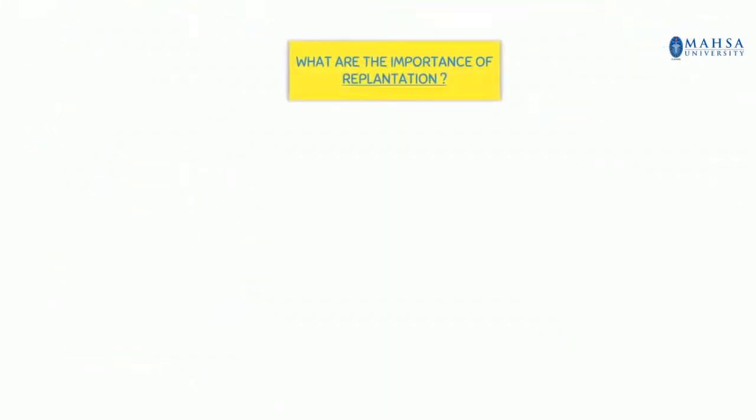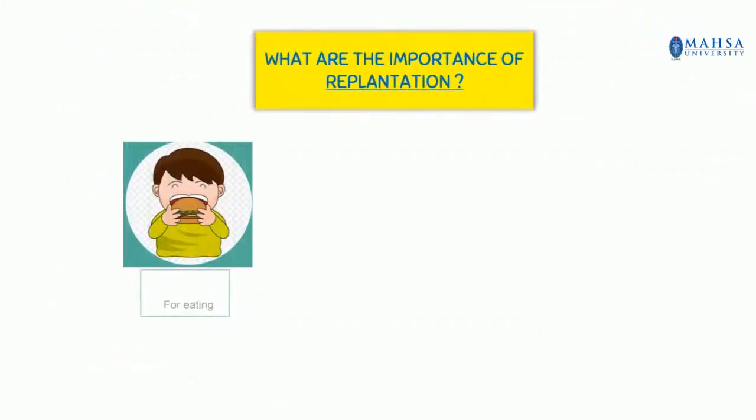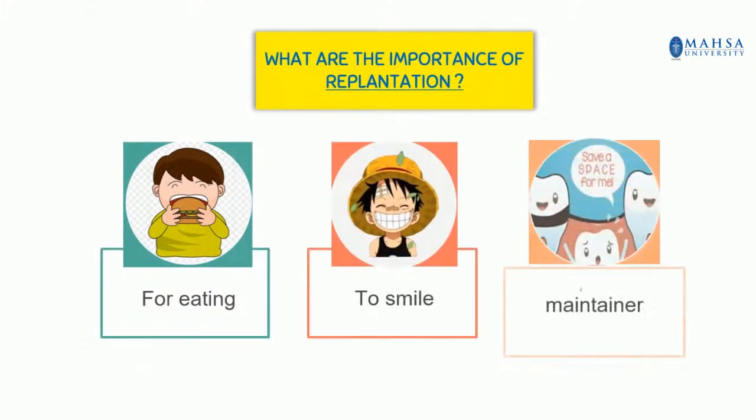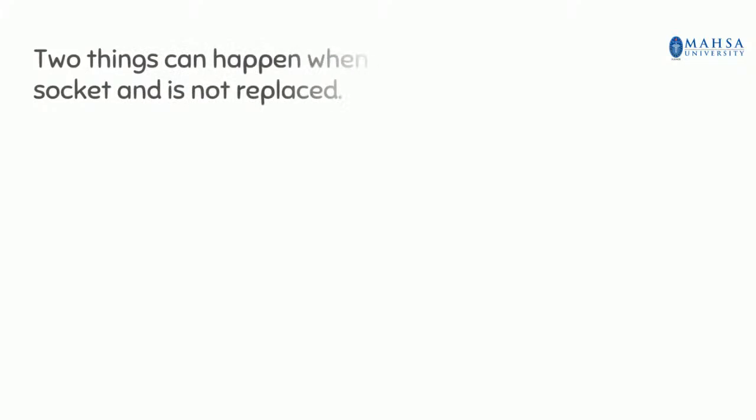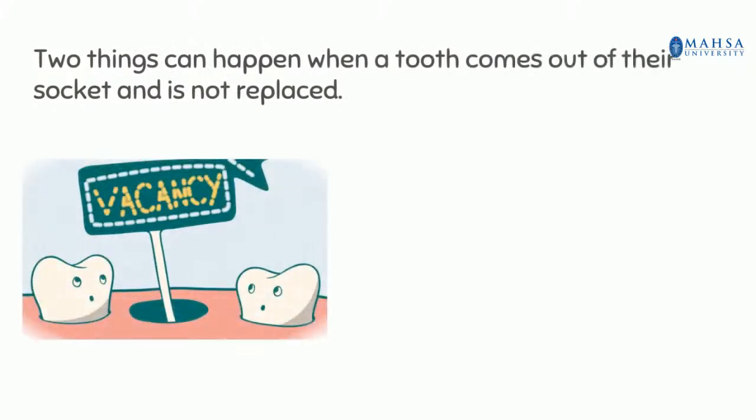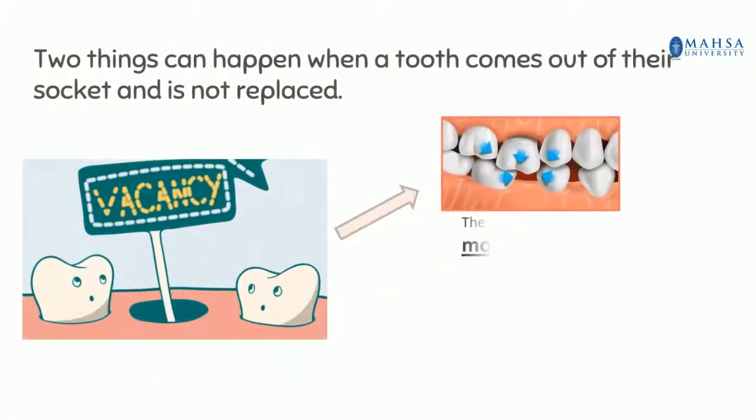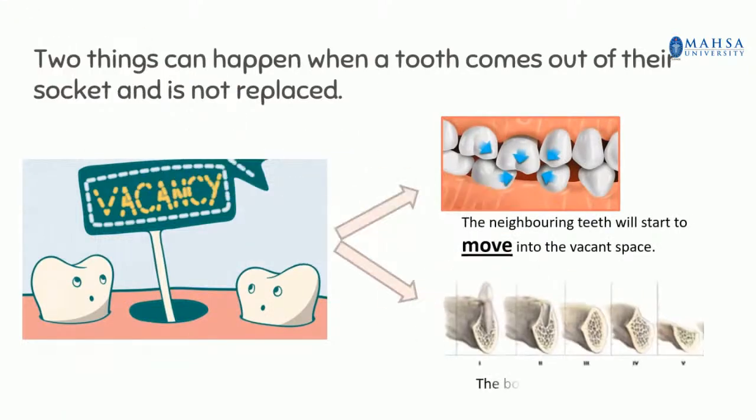The importance of replantation are to eat, to smile, and to maintain space. There are two things that can happen when a tooth comes out of its socket and is not replaced. Over time, the neighboring teeth will start to move into the vacant space, and not only that, but the bones will begin to shrink.